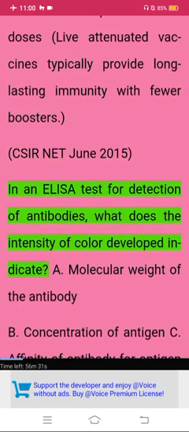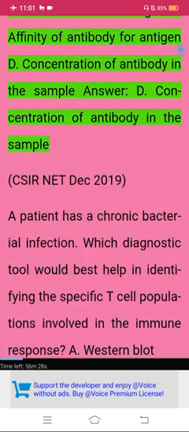CSIR NET June 2015. In an ELISA test for detection of antibodies, what does the intensity of color developed indicate? A: molecular weight of the antibody. B: concentration of antigen. C: affinity of antibody for antigen. D: concentration of antibody in the sample. Answer: D, concentration of antibody in the sample.